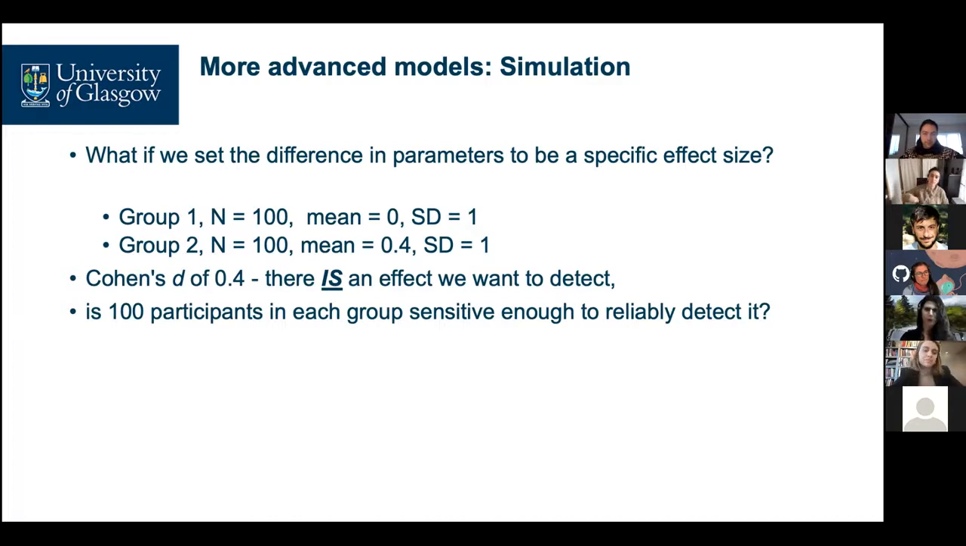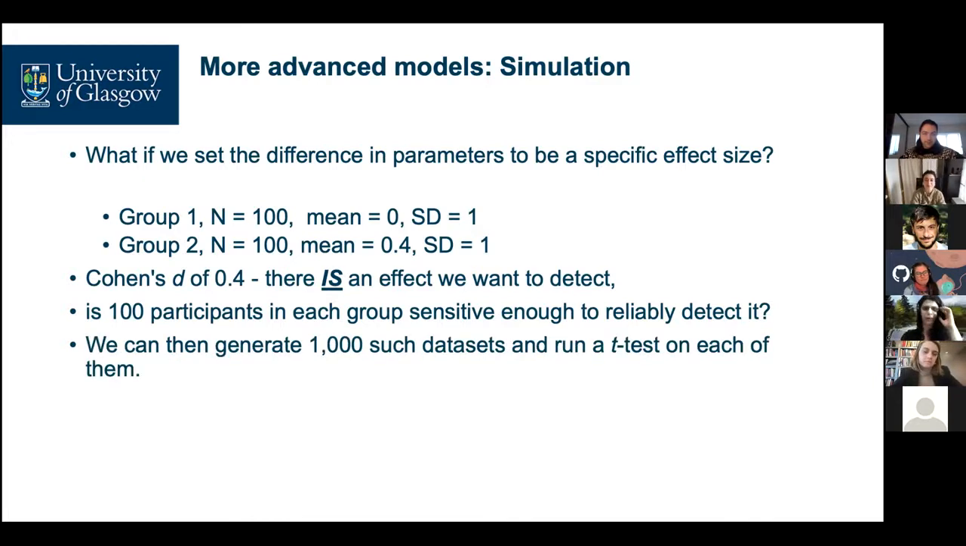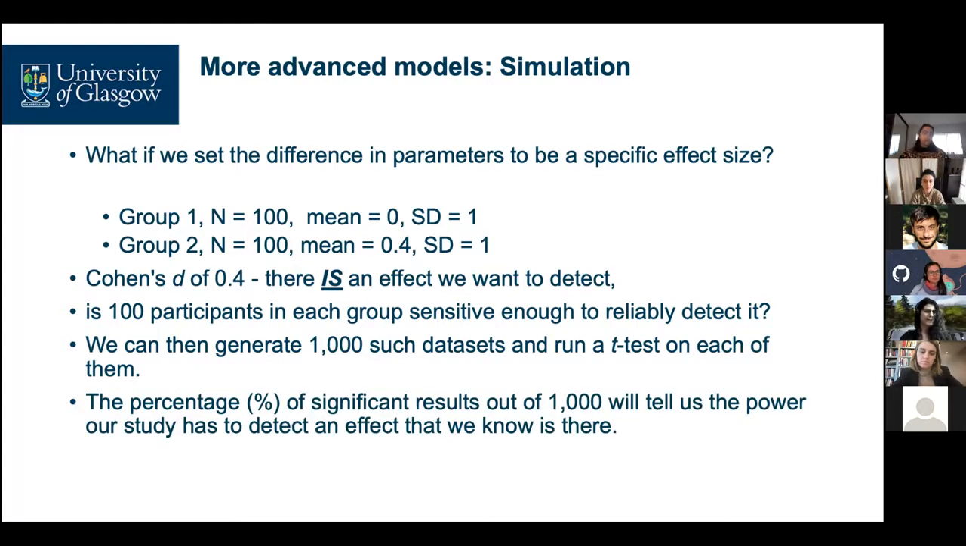This is not a question for you to answer. This is a question that we ask ourselves when doing simulation. And so what we can do is, again, generate 1,000 such data sets where we have these two groups and run a t-test on each of them. And then the percentage of significant results out of 1,000 will actually tell us the power of our study, because we know there is an effect.